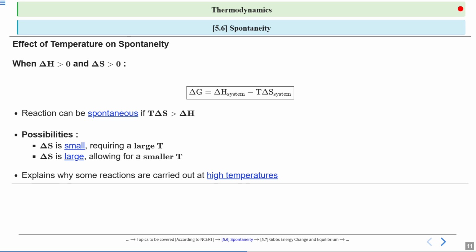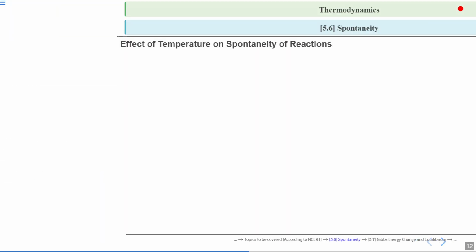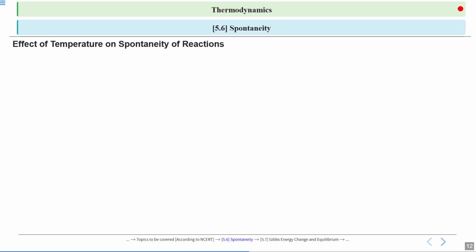This is the reason we do some reactions at higher temperature and some reactions at lower temperature. You can easily conclude that here, right? If delta S is small, we require a large temperature. If delta S is large, we require a small temperature. Now we have only seen the requirement of high temperature. We will see the low temperature requirement also. So why in some cases do we require low temperature? Let's look into it.